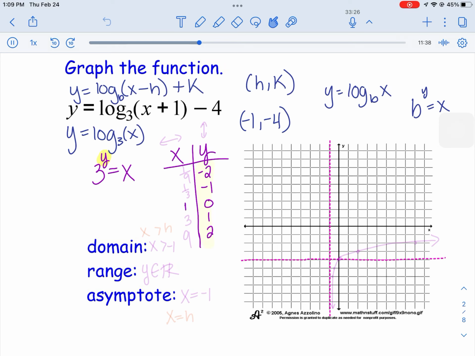So 3 to the 0 is 1, 3 to the first is 3, 3 squared is 9. If you can get those 3, the other ones are just reciprocals. If 3 to the first is 3, then 3 to the negative 1 is 1/3. And 3 to the negative 2 then would be 1/9. So those are the reciprocals of those.